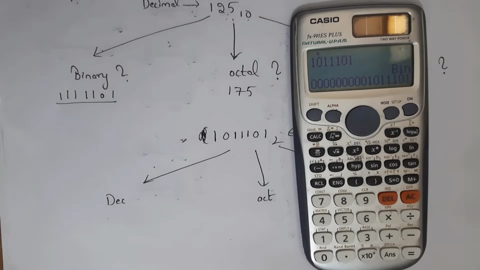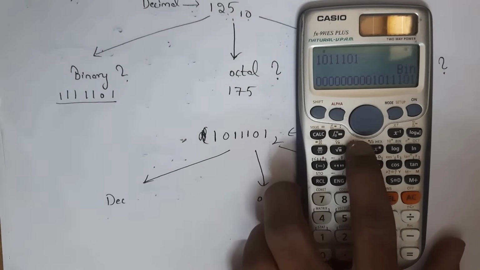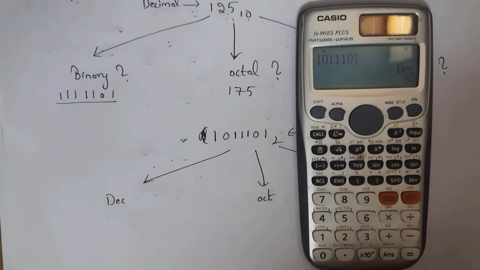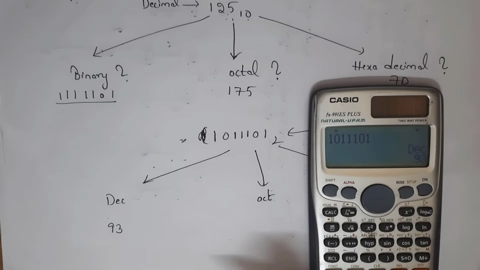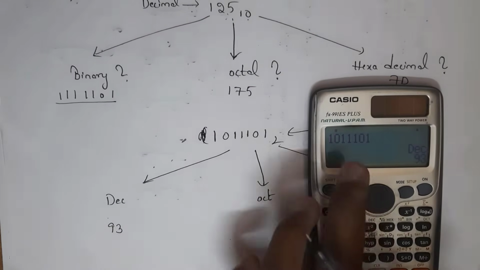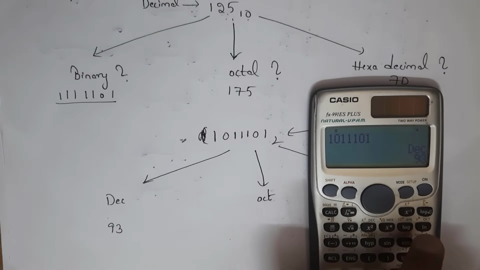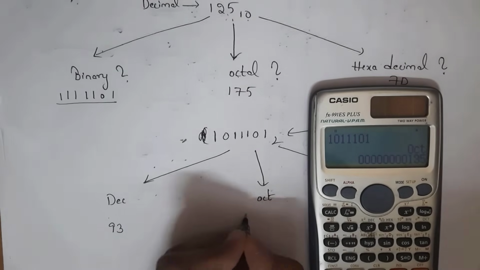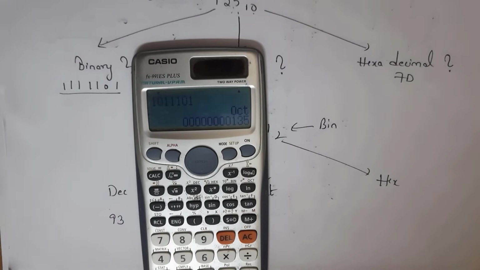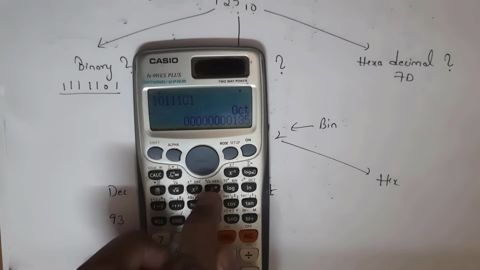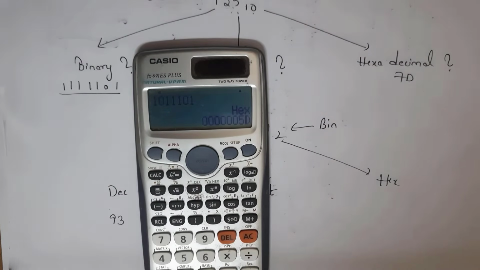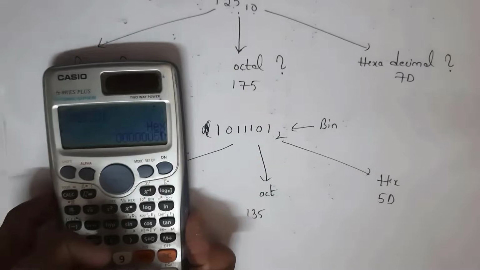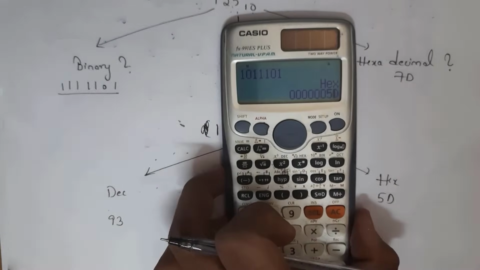Now I want to convert this binary number into decimal. Here you can see option decimal. So click on it. So answer is 93. Similarly, I want to convert this binary number into octal. So just click on octal. Click on it. So answer is 135. If you want to convert this binary number into hexadecimal, here you can see hexadecimal button. Just click on it. Answer is 5D. This is how we convert a binary number into decimal, octal and hexadecimal.